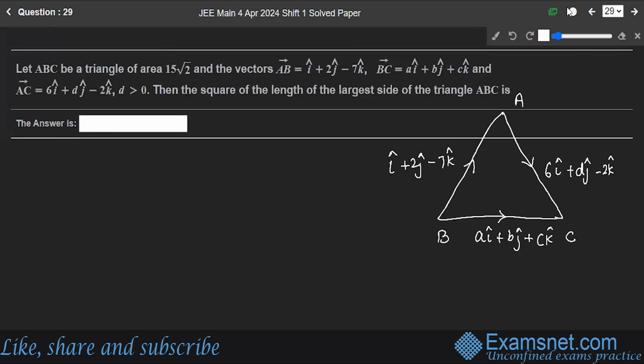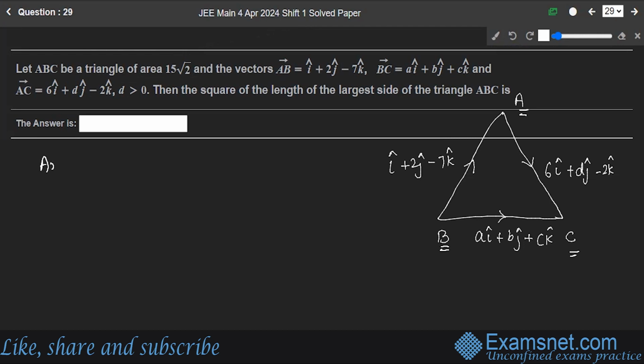Question number 29. Let ABC be the triangle with this area, and AB is given by this factor, BC is given by this factor, AC is given by this factor. You are given D is greater than 0. Then the square of the length of the largest side of the triangle ABC is. So this is your triangle ABC. I have already constructed it, and according to this, this is your side AB and BC and AC. D is greater than 0.